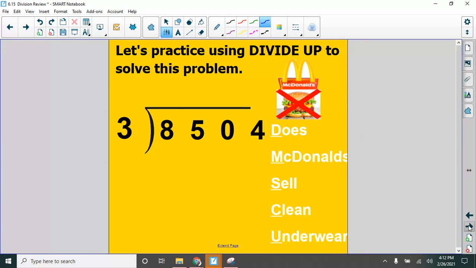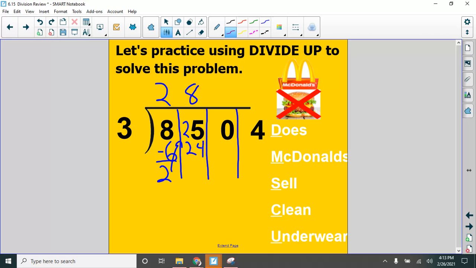Now some practice with 3-digit numbers. Here we go. Mr. White's turn to show you. Split, split, split. How many 3s are in 8? 2, right? 3, 6, 9 would be too much. 2 times 3 is 6. 8 minus 6 is 2. Pushing it up. And we have 2 there. How many 3s are in 25? 3, 6, 9, 12, 15, 18, 21, 24, 8. Right? 3 times 8 gets you close to 25, but not over. Can't go over. We push that up here.